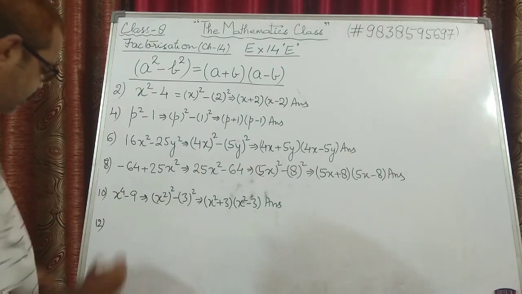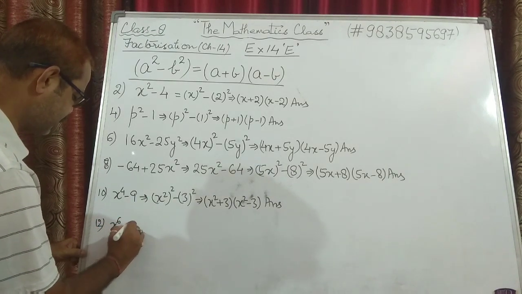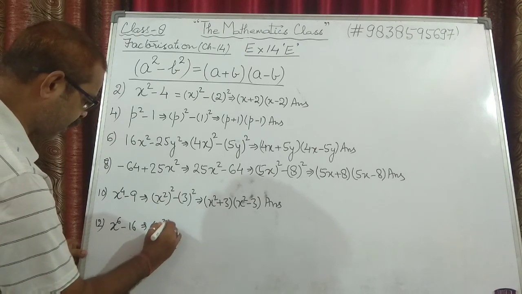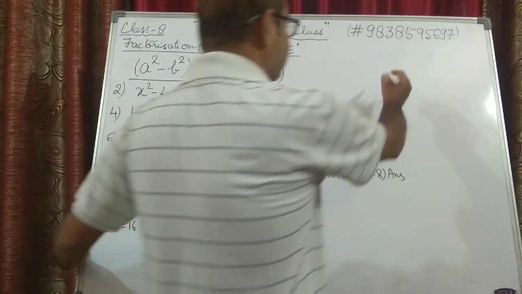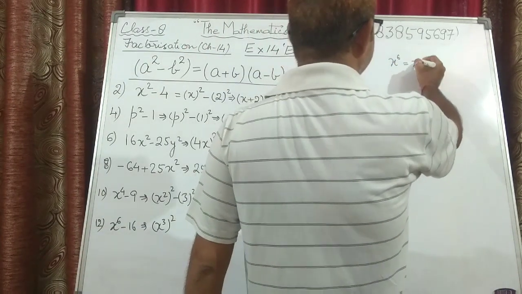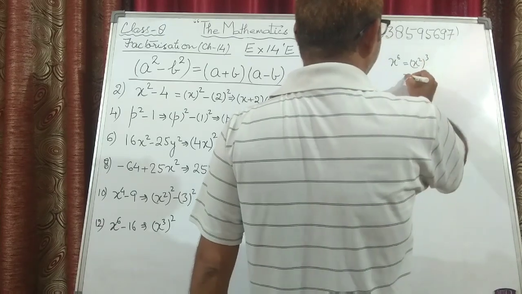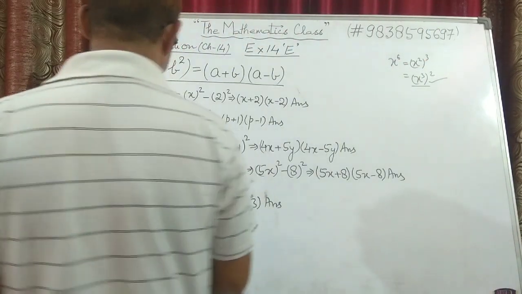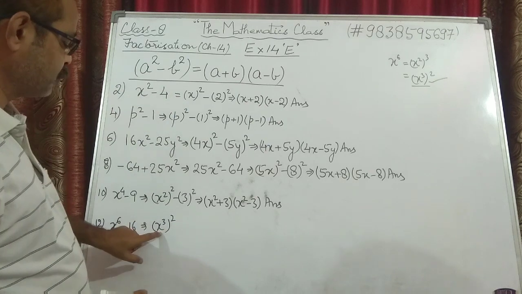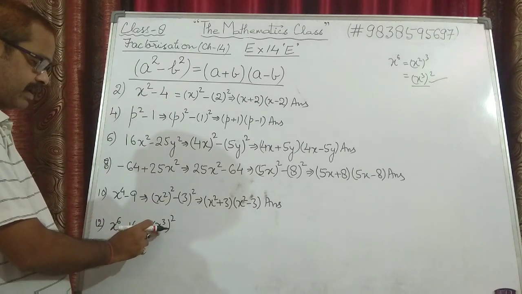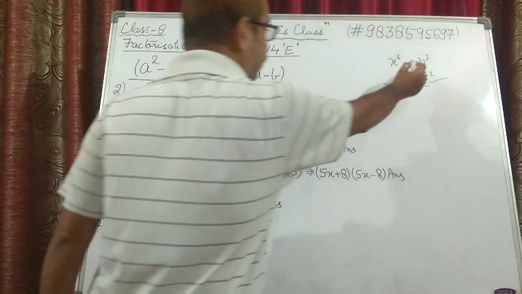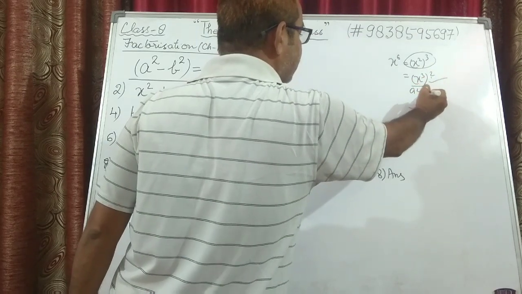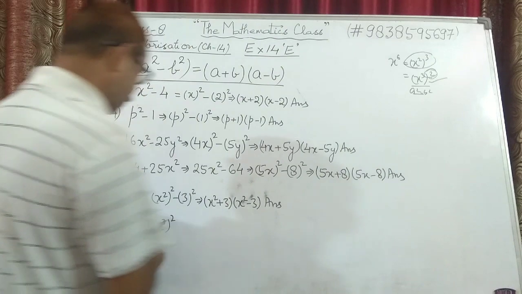12th is x to the power 6 minus 16. Now x to the power 6 can be written as x cubed to the power 2, or as x square to the power 3. But why did we take this value? Because we have to make it a square, so that is why it is written as x cubed to the power 2. Otherwise, it could have been written in the other form also. But we need to apply the formula a square minus b square, so we wrote it like this.